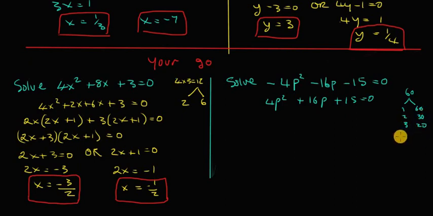3 and 20, no good. 4 and 15, no good as well. So 5 and 12, got loads of factors of 60. 5 and 12, and 6 and 10, there we go. So they're the ones that add up, 6 and 10. So I'm now going to rewrite, and I'll continue on with the rest.